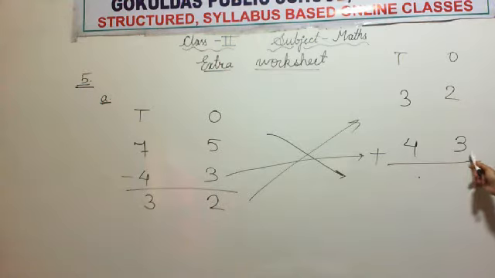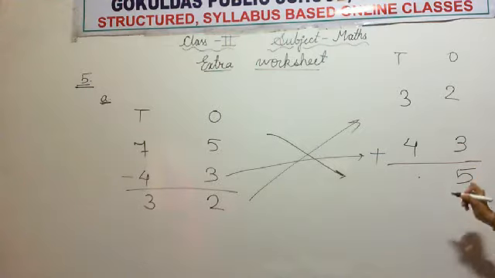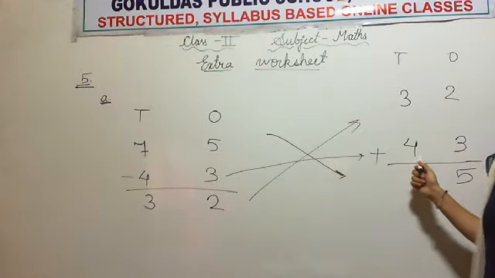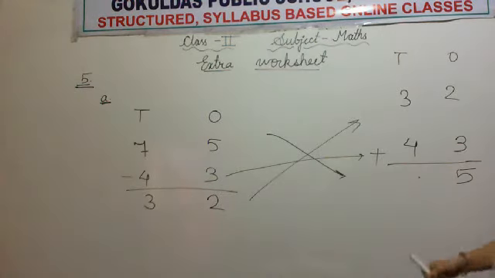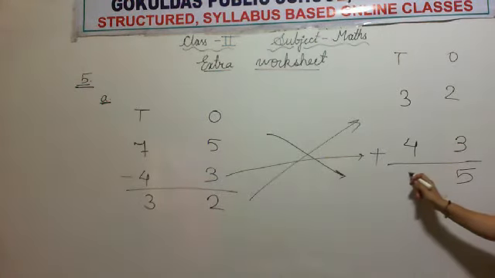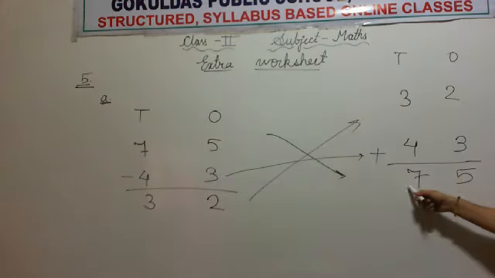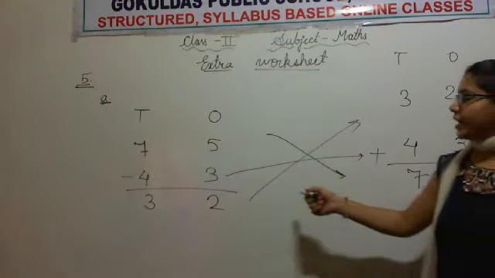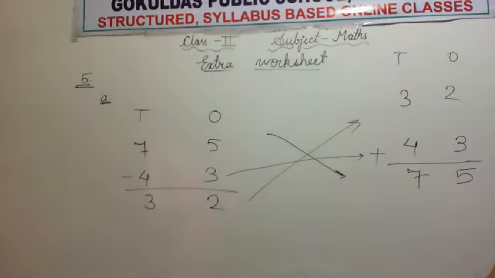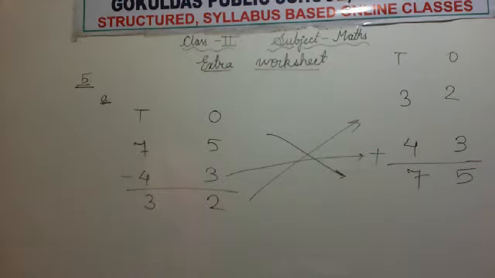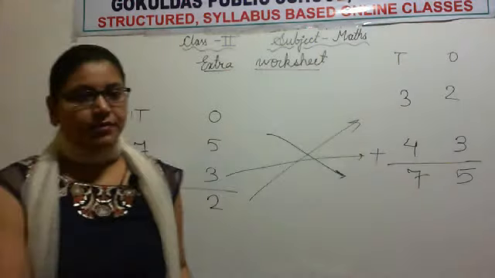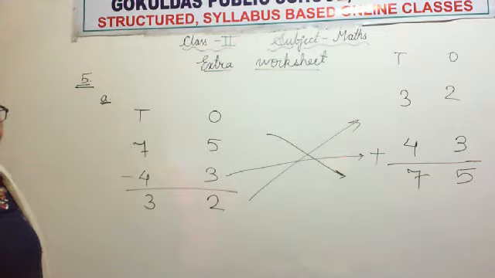So 2 plus 3 is 5. So let's write the 5. Now 3 plus 4 is equal to 7. Very good. So we'll write number 7. See, we got 75 as the answer and 75 was our minuend. So it means we did correctly. So this is the way of checking the answer. I hope you all did correctly, dear students. Now moving towards the next question.